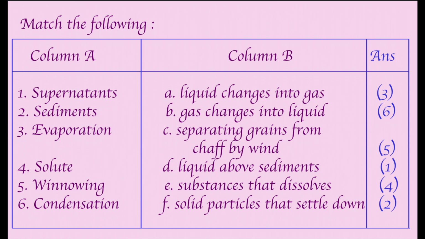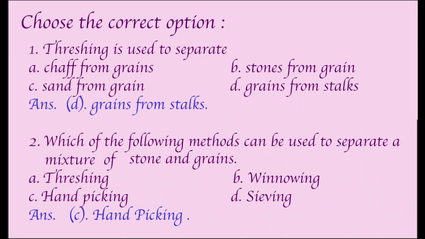Third, evaporation: liquid changes into gas. Fourth, solute, E: substance that dissolves. Winnowing: separation of grains from chaff by wind. Condensation: gas changes into liquid. Next part is choose the correct options.